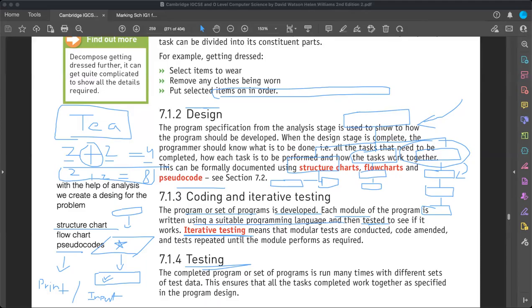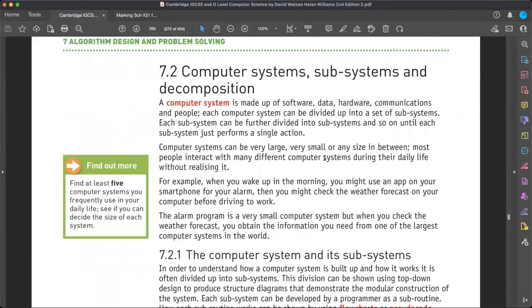Okay, the next topic in your quiz: computer systems and subsystems. We have done point number 1. Now I'm moving to point number 2. The computer system is made up of software, hardware, data, communications, and people. Like a complete computer system is a combination of software, hardware, humans, and communication.